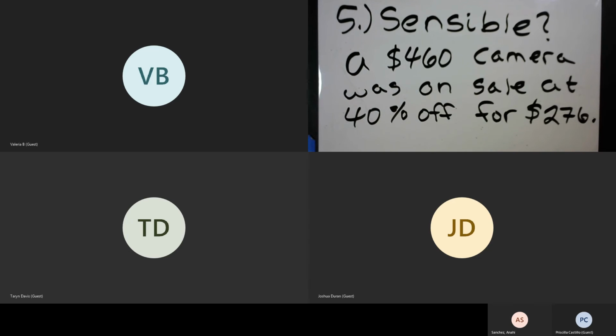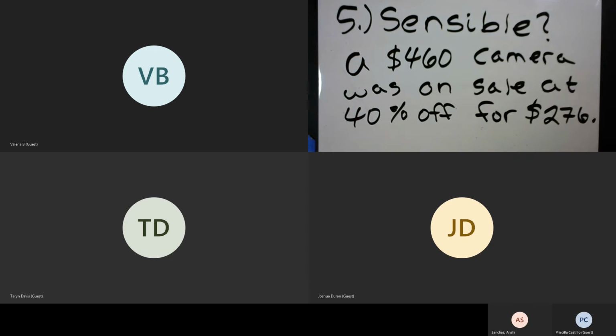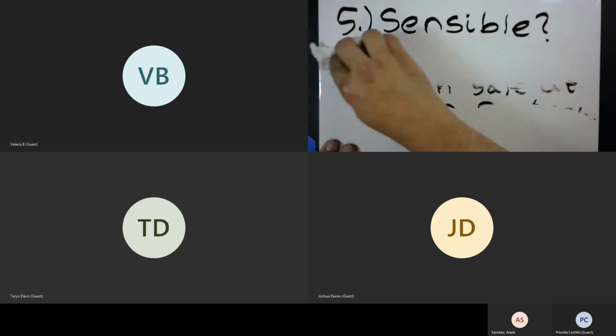Does this make sense? Does this seem like a reasonable outcome? And it kind of does in a way. I mean, first off, it's a sale price. So we would expect that the original price is more than the sale price. And 40% is a pretty good amount of money you're going to get a discount on. So we should see a significant decrease from this original price to the sale price. And if we want, we can still check our math.